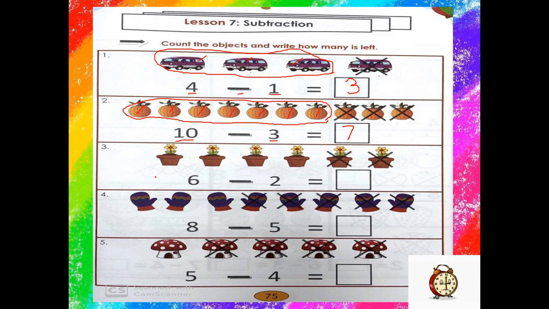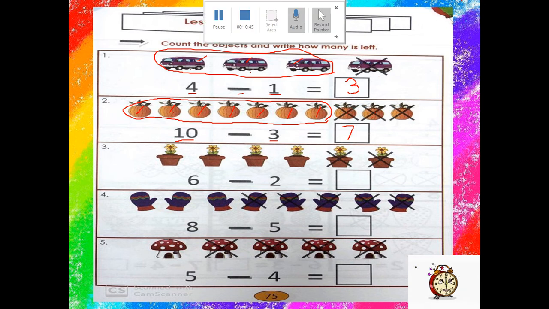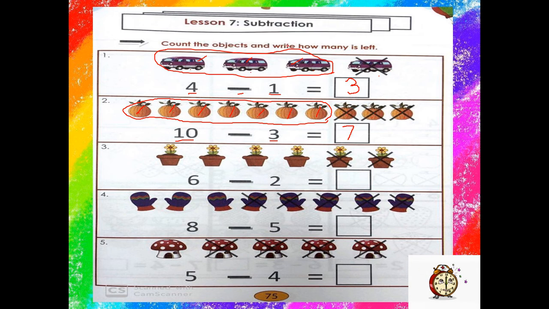So I think you can answer this alone with your mom or dad's guide. So I want you to answer numbers 3, 4, and 5 alone. So don't forget, count all the objects first, and then count the X, how many you take away, and then you count how many objects are left. Okay, teacher will give you time to answer, and later you can check if your answers are correct. So teacher will give you time to answer.